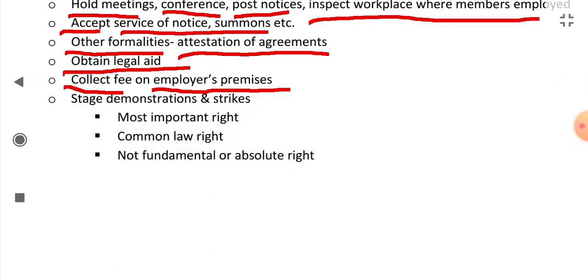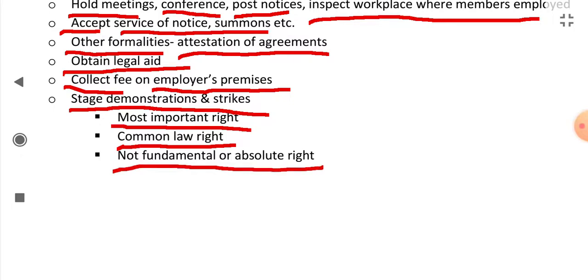The most important right is the right to stage demonstrations and strikes. This is the most important right. It is a common law right. It is not a fundamental or absolute right.